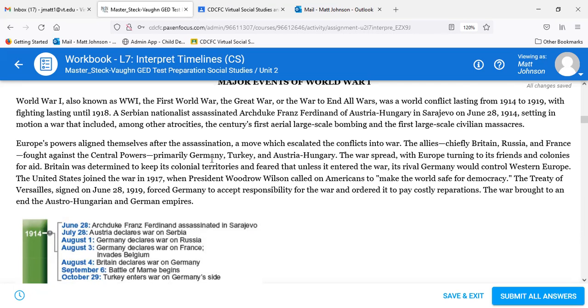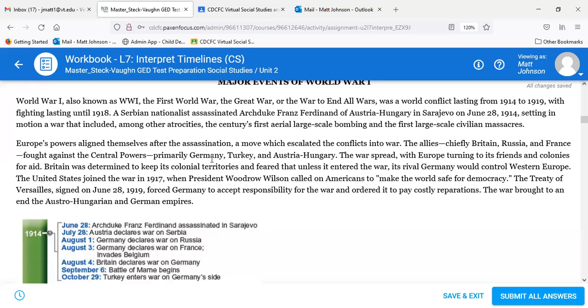And then alliances were a huge part of it. So, you know, Britain, France, and Russia were all aligned. The Austria-Hungarian Empire, Germany, so when Franz Ferdinand was assassinated, he was the heir to the throne of the Austria-Hungarian Empire. And that's when that empire declared war on Serbia.